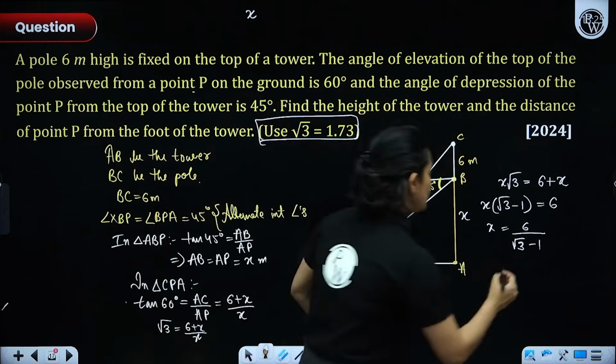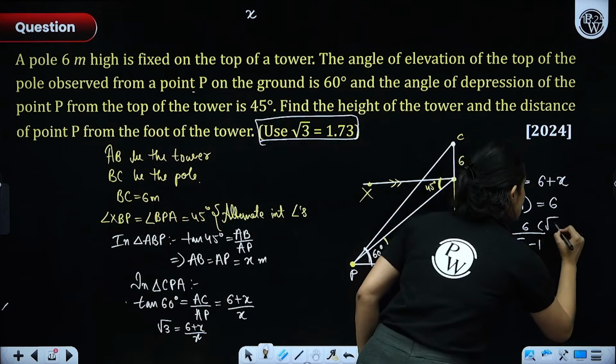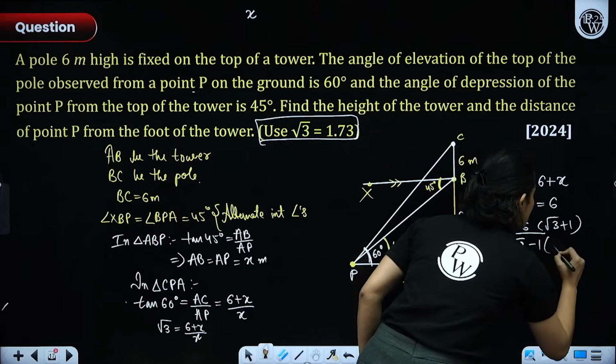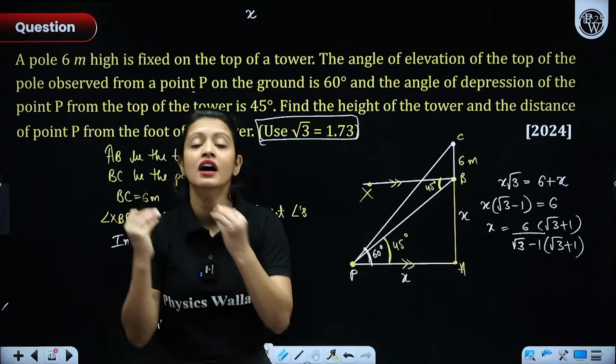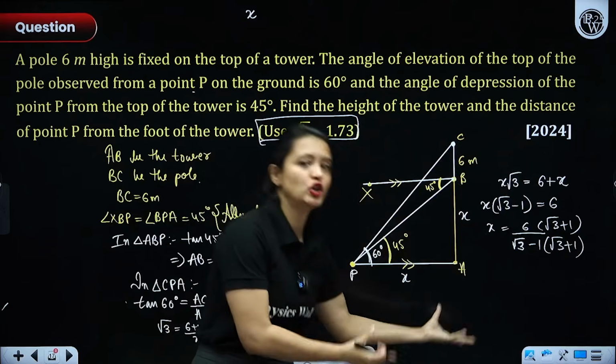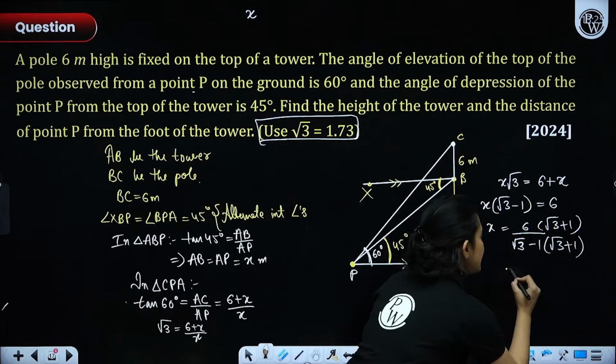ठीक है, तो चलो let's rationalize it. To rationalize it, I will multiply the numerator and denominator by root 3 plus 1. I hope you have studied 9th grade first chapter जहाँ पर you have been taught this. ठीक है, why did I do that everyone?